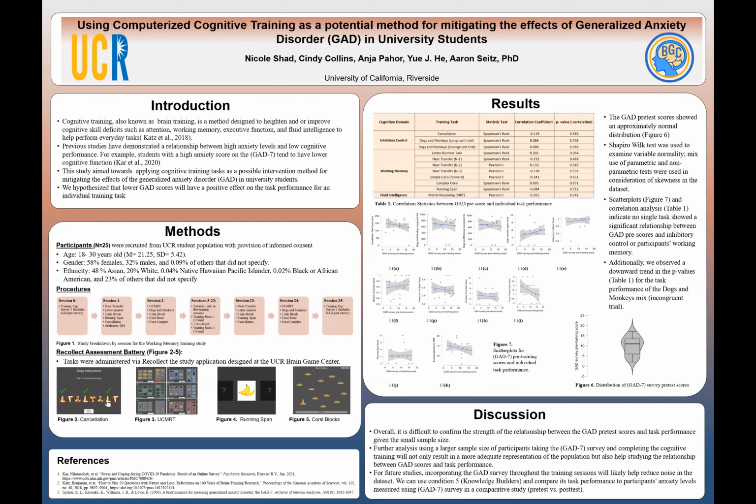For discussion, overall, it is difficult to confirm the strength of the relationship between the tested variables of GAD pre-scores and task performance given the small sample size. And for further analysis, we suggest using a larger sample size of both people taking the GAD survey and completing the cognitive training to get an adequate representation of the population, in addition to studying the relationship between the variables.